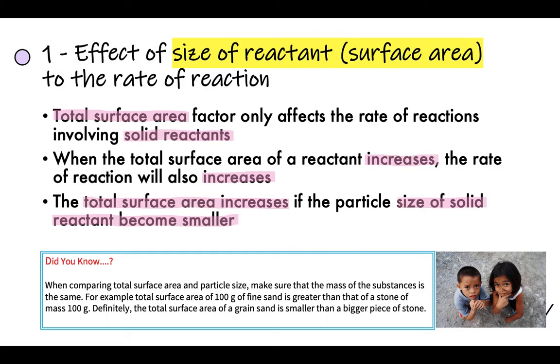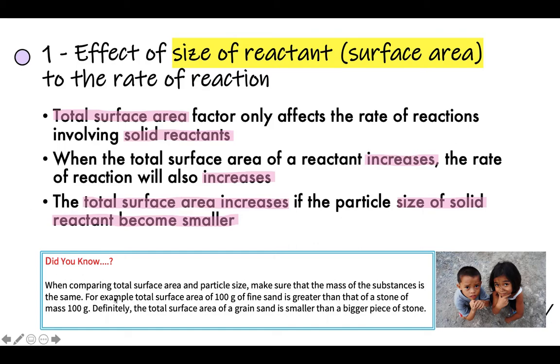If you have a smaller size of solid particles, maka total surface area that is exposed to the collision will be bigger. While if you have a bigger size of solid reactant particles, jadi dia punya total surface area dia becomes smaller.